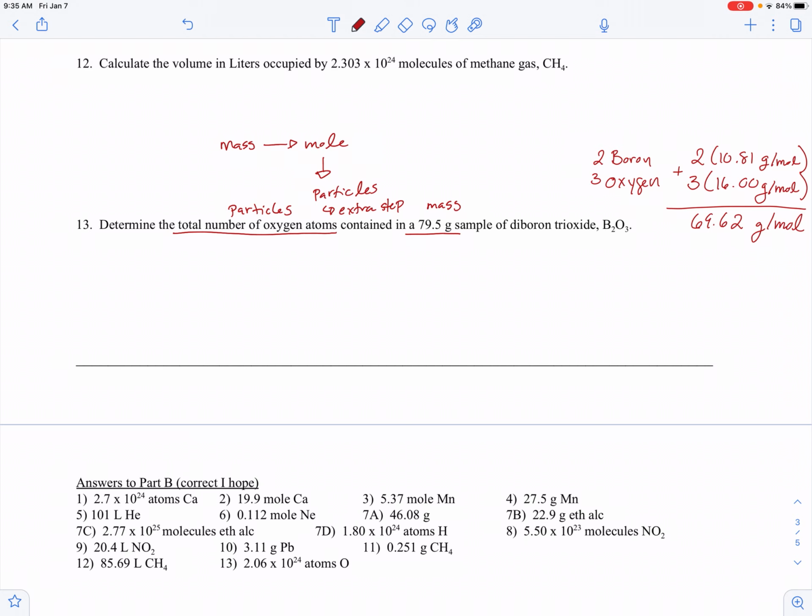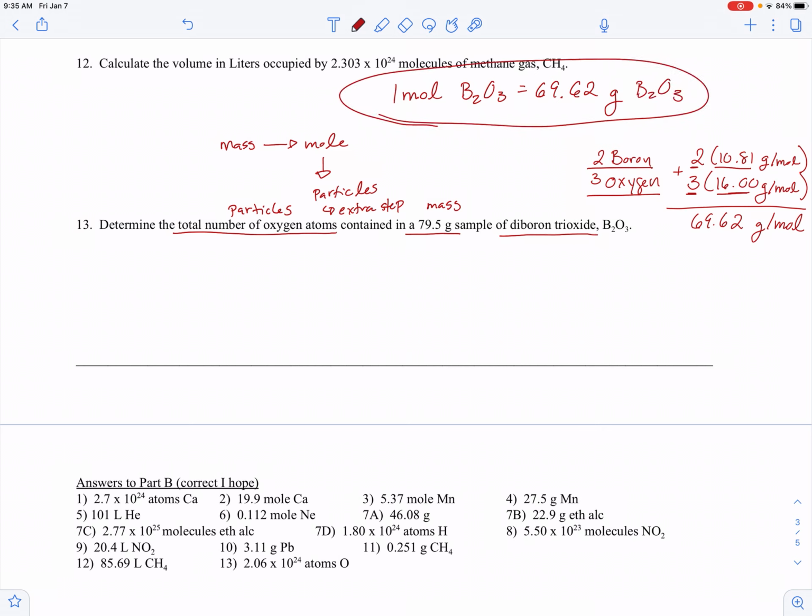So the first thing I know that I'm looking at is diboron trioxide. So diboron trioxide is made up of 2 boron and 3 oxygen. So I'm going to figure out what its molar mass is. So the molar mass of this is 2 times the molar mass of boron plus 3 of the molar mass of oxygen. I'm going to add that all together and I get 69.62 grams per mole. That means that 1 mole of B2O3 is equivalent to 69.62 grams of B2O3. So I'm going to be using this as my conversion factor.